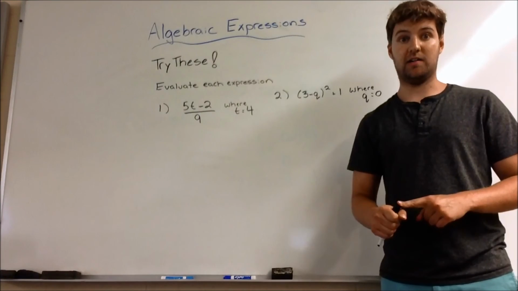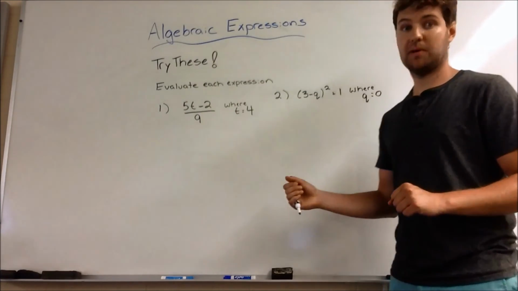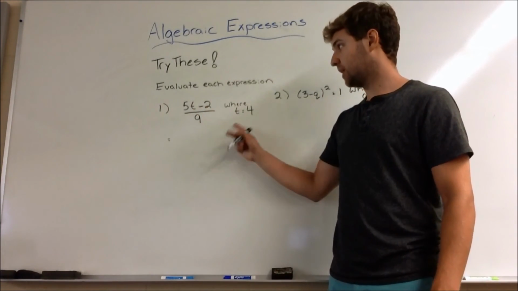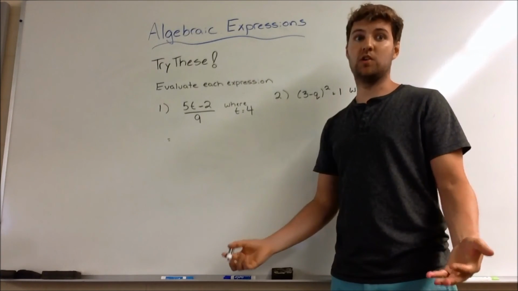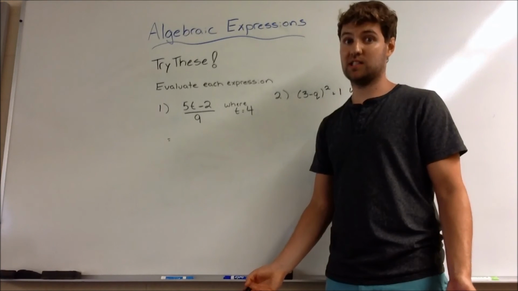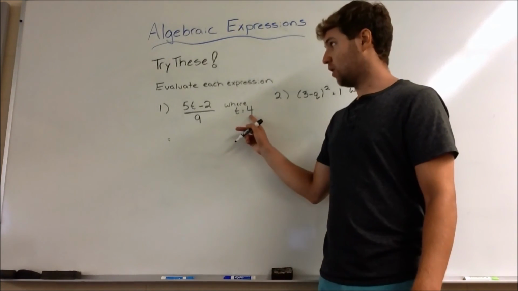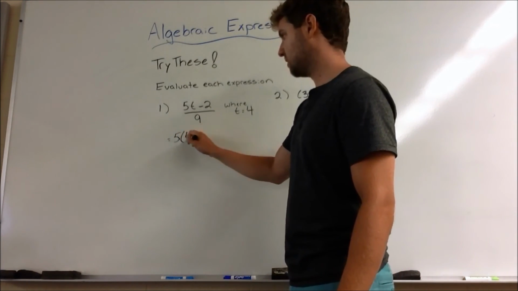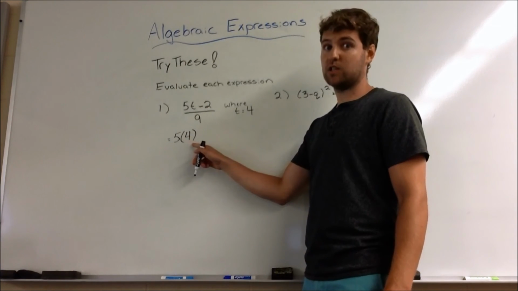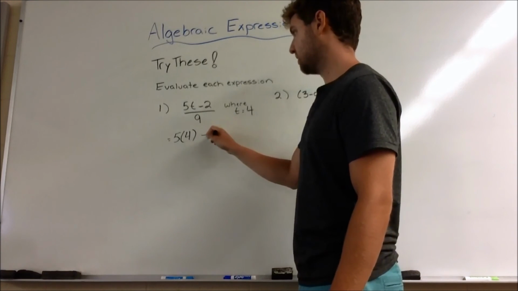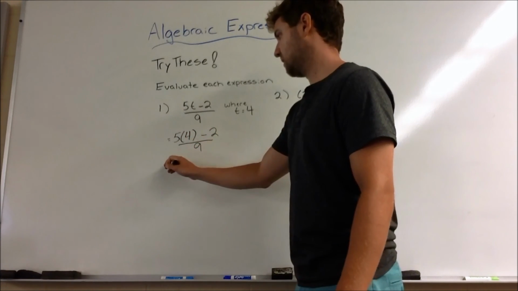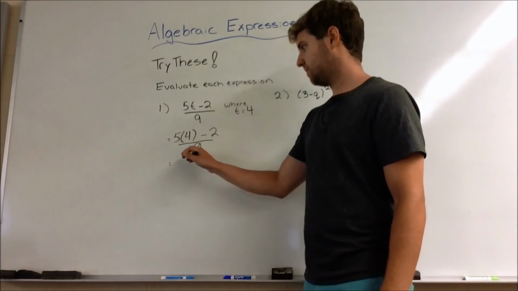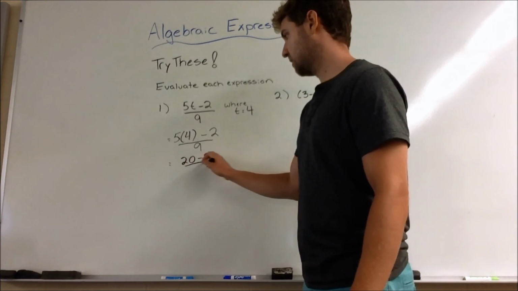Alright, I hope you've had a chance to try evaluating these expressions. Well, let's take them up. So the first expression, we have 5 times t minus 2 divided by 9. And I've told you that t equals 4. Remember, if we didn't tell you what t was as a number, you wouldn't be able to evaluate it. But now we know we can substitute 4 into t, because that's what t is. So this becomes 5 times 4, because t is 4, so 4 replaces t, it substitutes in, minus 2 divided by 9.